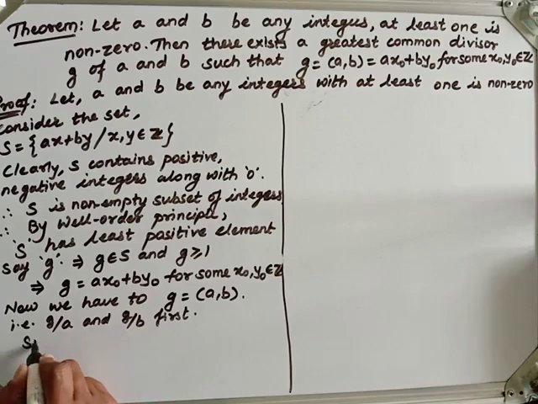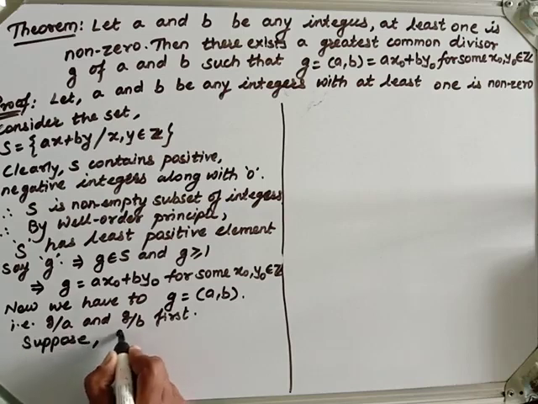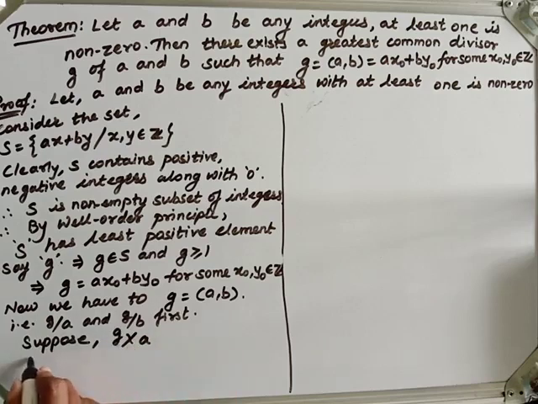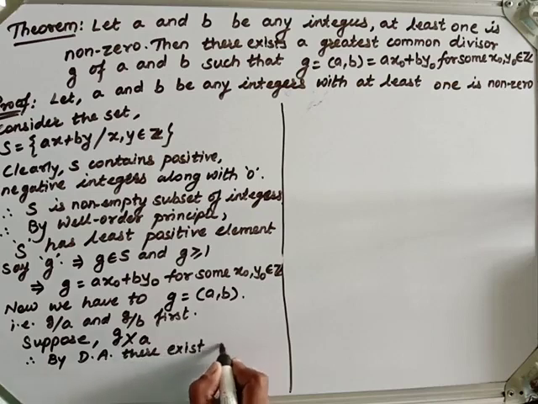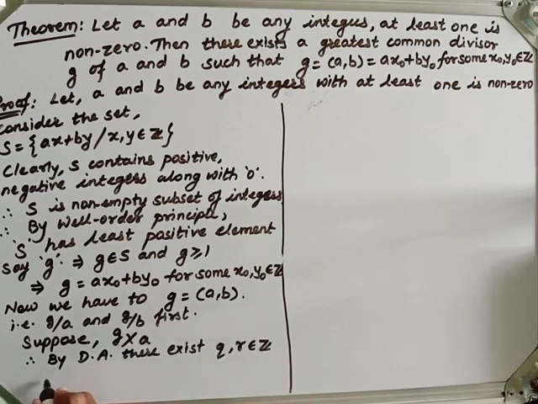Now, suppose on the contrary, I will assume G doesn't divide A. Okay, we will get some contradiction. Therefore, by the division algorithm, there exist Q and R belonging to Z such that what?